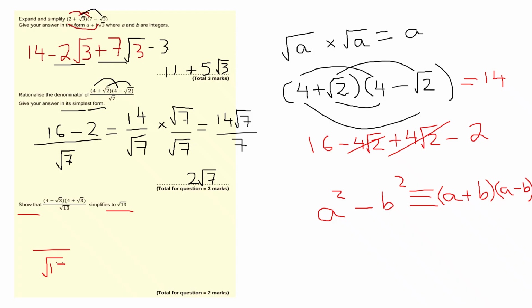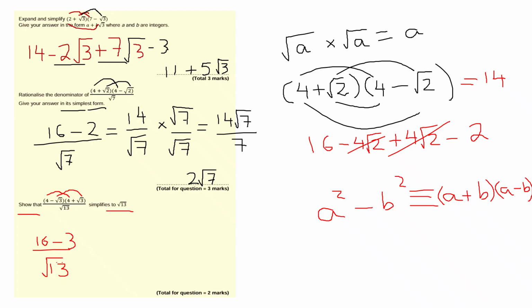On the top, similar to before, I'm going to do the first number times the first number, and then this number times this number. So 4 times 4 makes 16. And then minus root 3 times plus root 3 makes minus root 9, which makes minus 3.